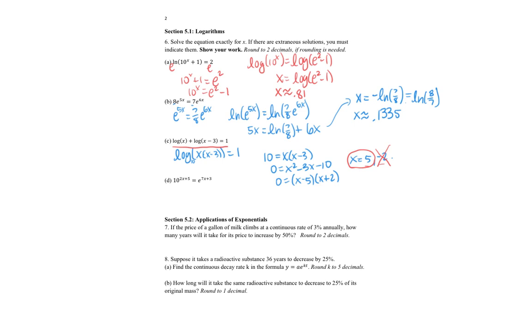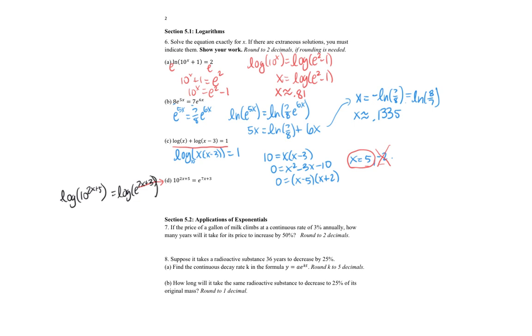The last one, it has 10 to that and e to that. So you can choose whether you want to take the log base 10 of both sides or the natural log of both sides. It really doesn't matter. I guess I'll just take the log base 10 of both sides because the 10 is on the left. So if I do log of 10 to the 2x plus 5, that's equal to log of e to the 7x plus 3.